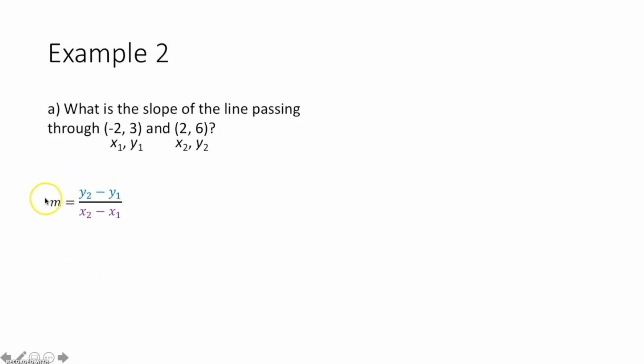So we have our slope formula here: y2 minus y1 over x2 minus x1 is equal to our slope. So we're going to take our y2. What's y2? That's 6, and we're going to plug it in here. What's y1? That's going to be 3. We're going to plug that in here.